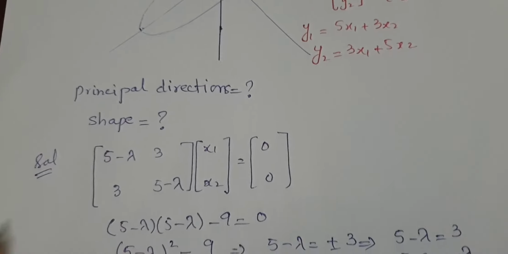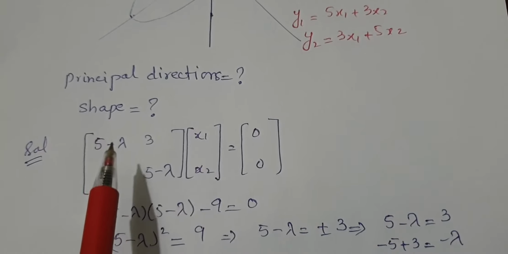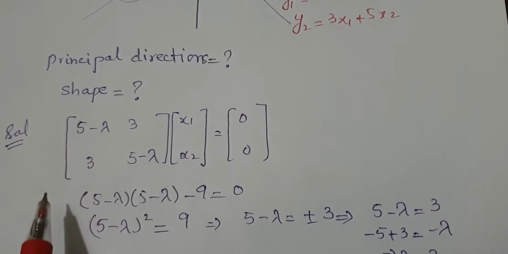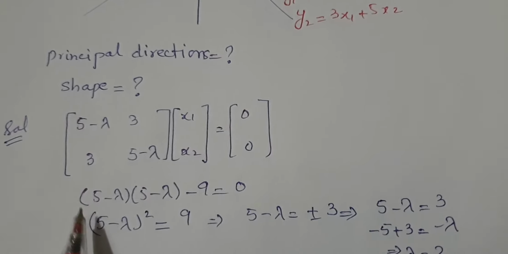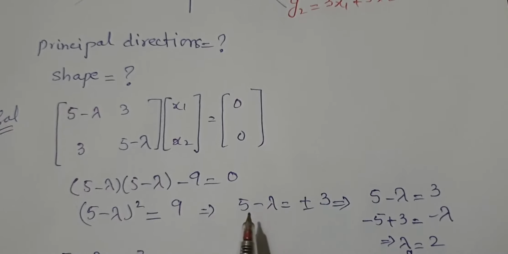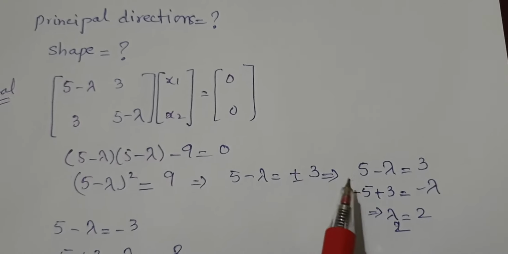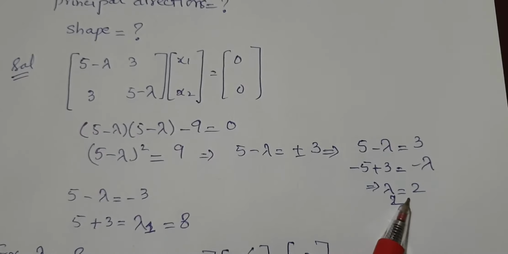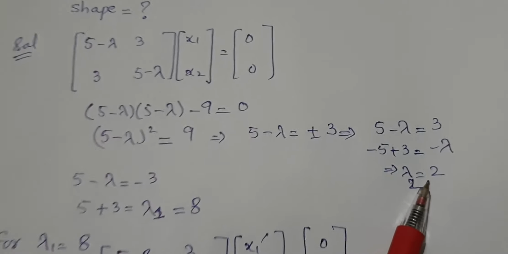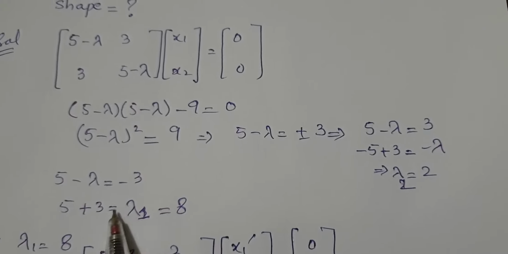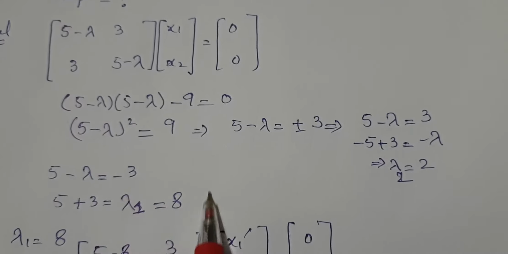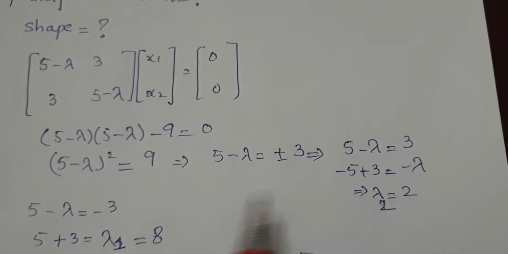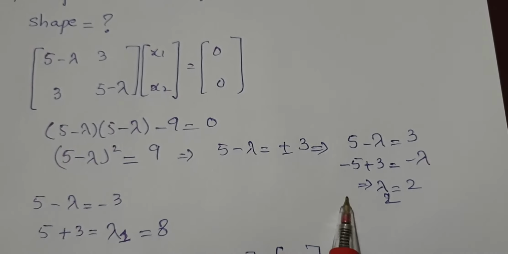Now I will take the same approach. First of all, I will determine its eigenvalues. The same procedure will be followed that I have described in the previous video. I generated its characteristic equation, and from here I got two values: lambda 1 is equal to 8 and lambda 2 is equal to 2. So one stretch is 8 units along and the second stretch is 2 units along. This is the amount of change in the axes.